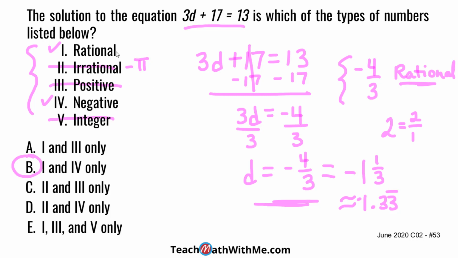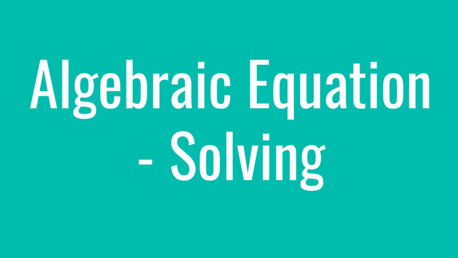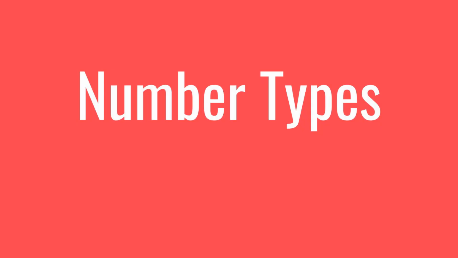So I stepped through looking at each of these different things. Hopefully you'll be able to solve this a little quicker once you have your solution and determine which type of number it is. If you want more practice on a question like this, I would suggest you search solving algebraic equations, and you could also look at number types, practicing rational, irrational, positive, negative, integer, all the different number types you could possibly see in a question like this.